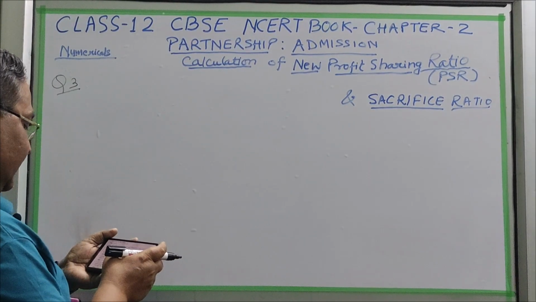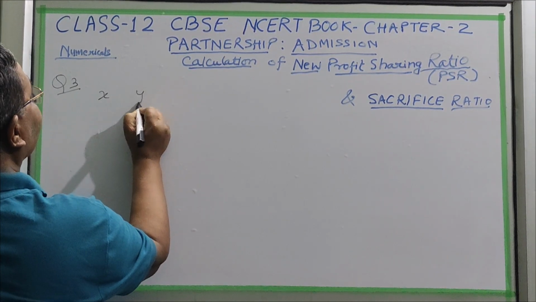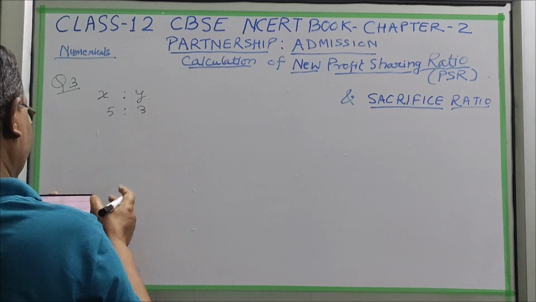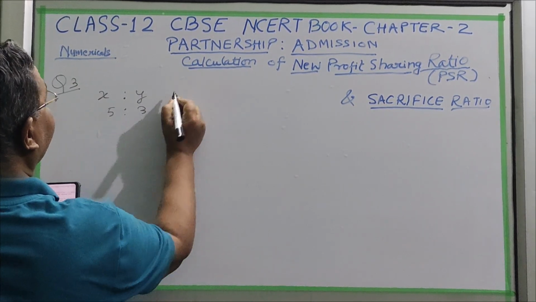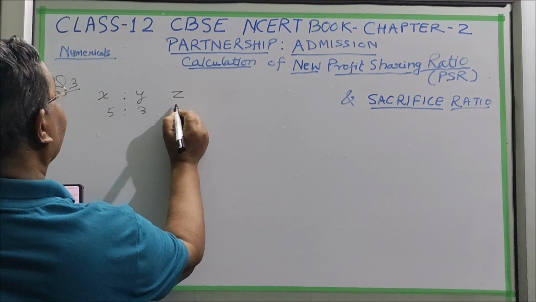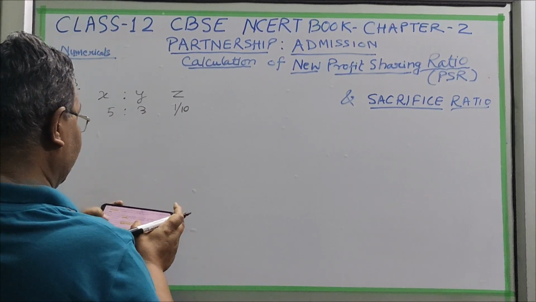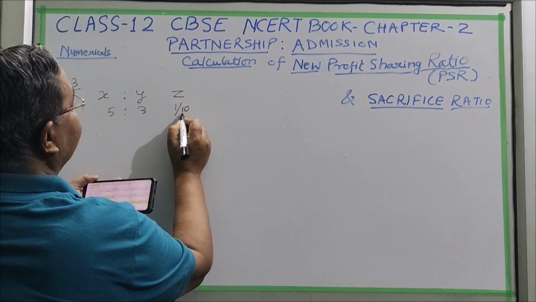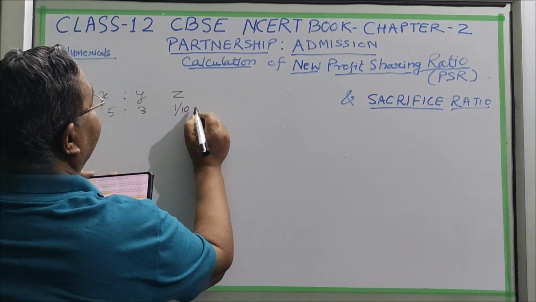X and Y are partners, and their ratio is 5:3. They admitted a new partner Z for 1/10, which he acquired equally from X and Y. This portion he acquired equally from them, which means we have to bifurcate it.